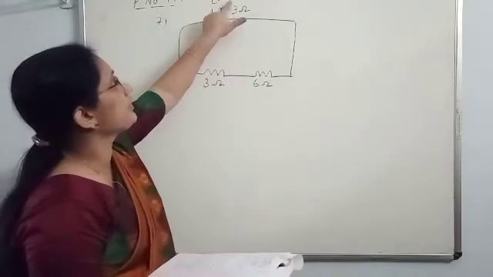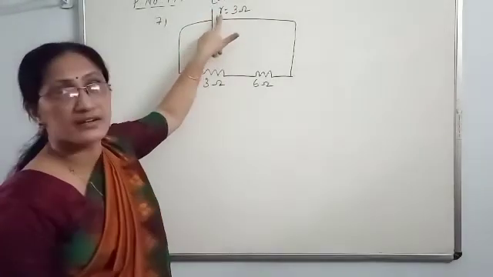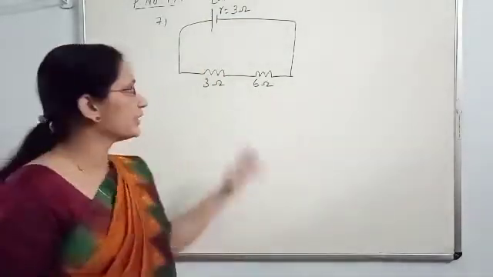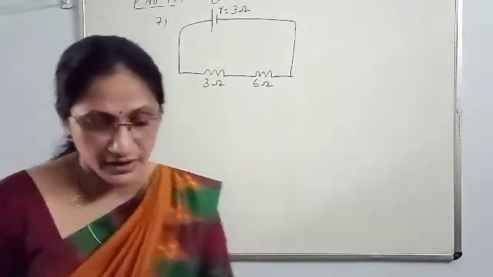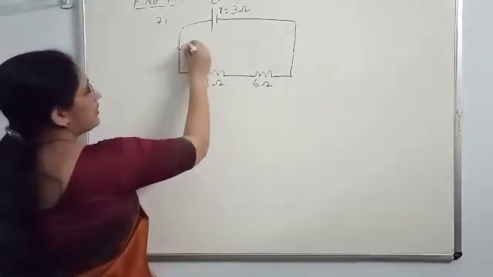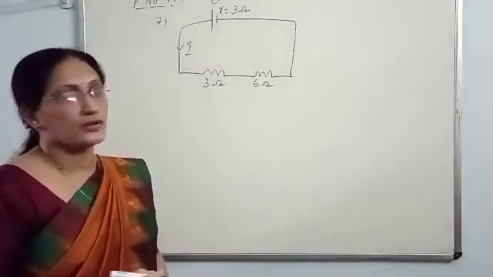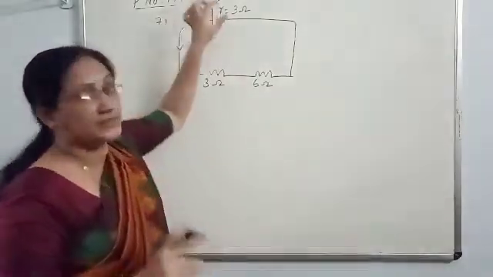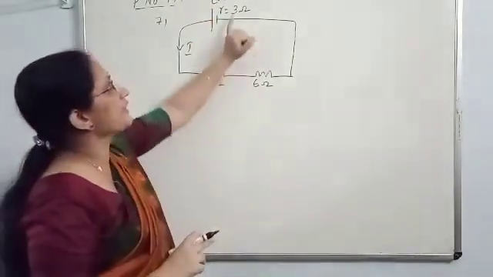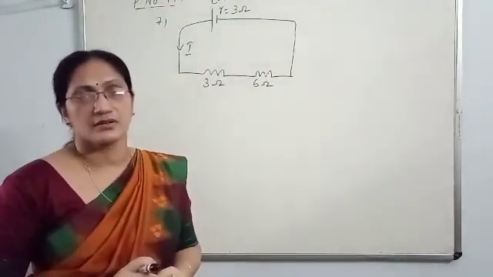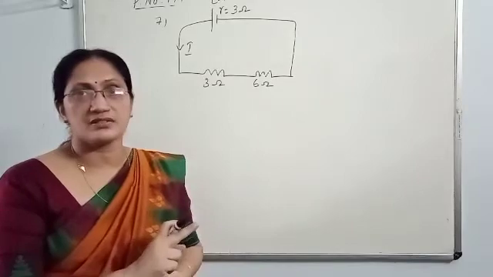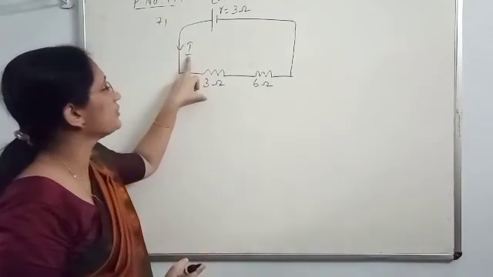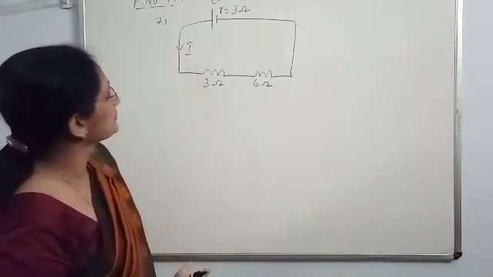A battery of EMF 15 volt having internal resistance 3 ohm is connected across two resistors 3 ohm and 6 ohm in series. And you are asked to find out what is the current drawn from the battery. Means I value you have to find out. Here in this case you can't take E and capital letter V as equal because the cell has some internal resistance. So terminal voltage and EMF of the cell are different in this case. How will you find out I value, current flowing in this circuit?